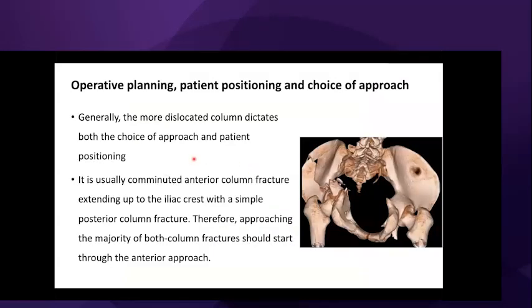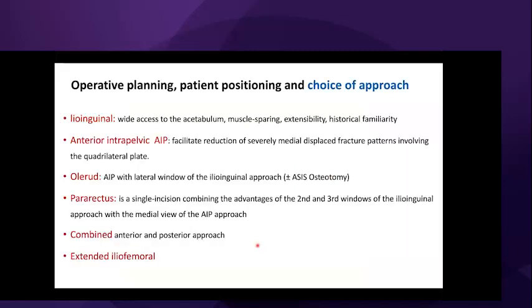Generally, the more dislocated column dictates both the choice of the approach and the patient positioning. Usually, the anterior column is a comminuted one with a simple posterior column. Therefore, approaching the majority of these fractures should start through the anterior approach. These are your choices in the anterior approach, while ilioinguinal is more familiar.